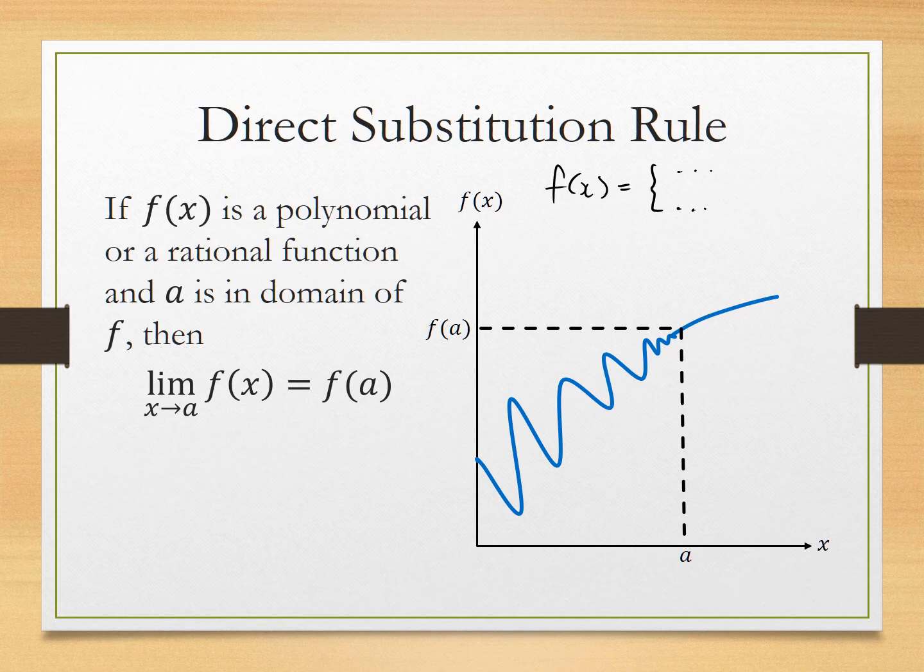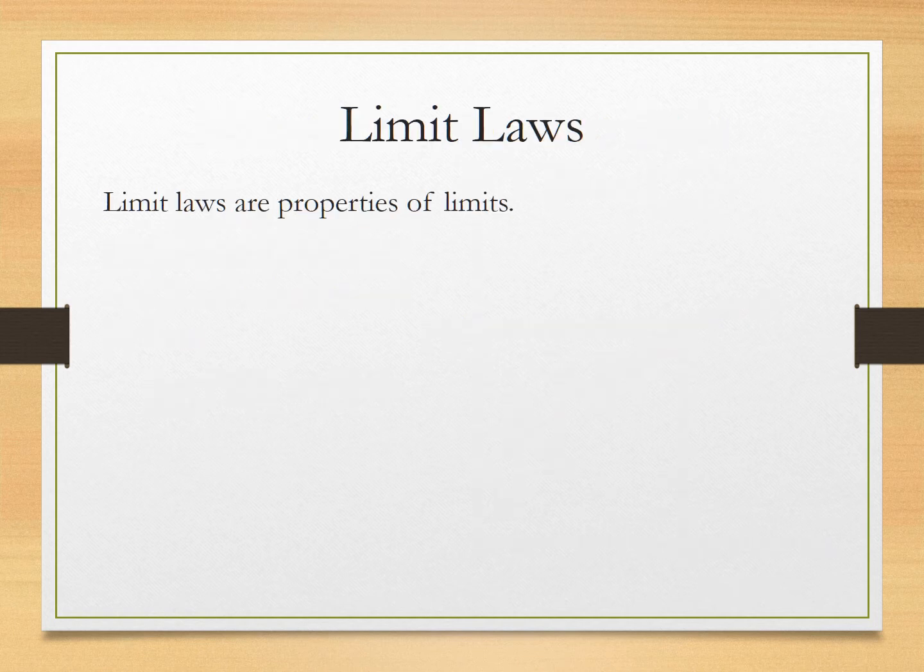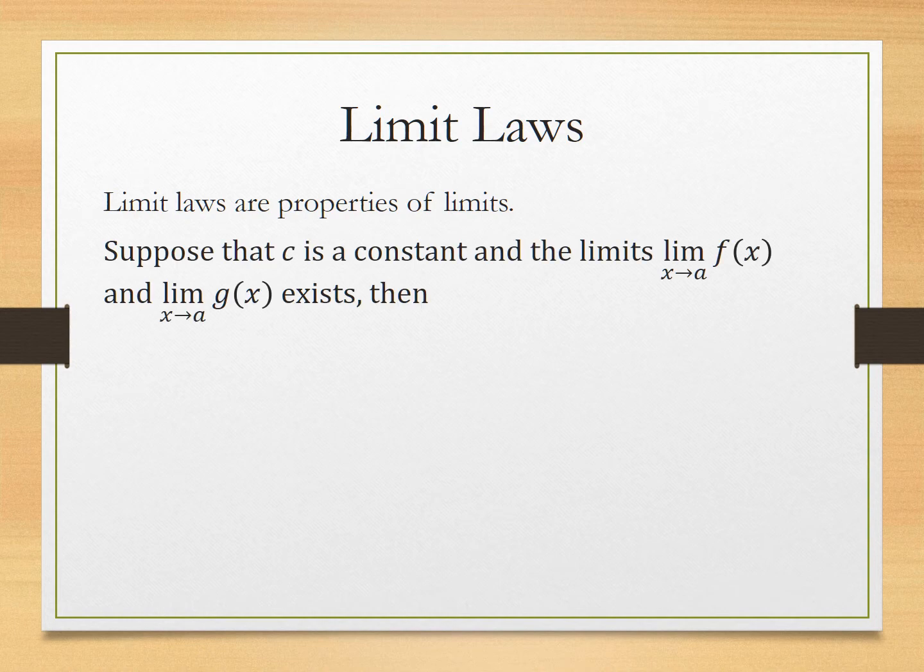So what do you do with polynomials? As we say, simple, just substitute the value in. But what if you have combinations of polynomials, like polynomials multiplied by a polynomial divided by a polynomial? What do you do? For that, you need the limit laws, which are properties of limits. So let's say you have a constant number c and you have two functions f and g. They both have limits that exist at a certain point a.